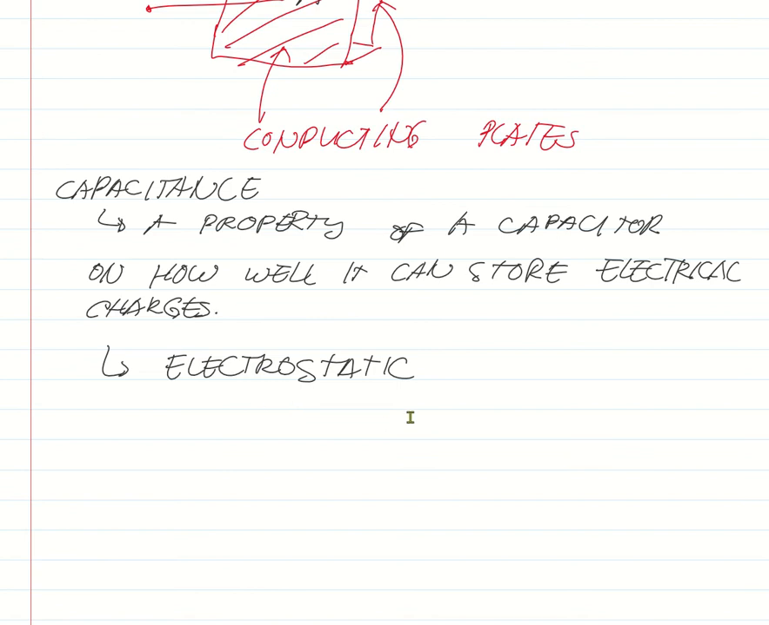Then, the capacitance is measured with a unit. The unit is farad, named after Michael Faraday, F. Normal capacitors usually have capacitance ratings ranging from nanofarad, times 10 to the negative 9, to microfarad, times 10 to the negative 6, or picofarad, times 10 to the negative 12.